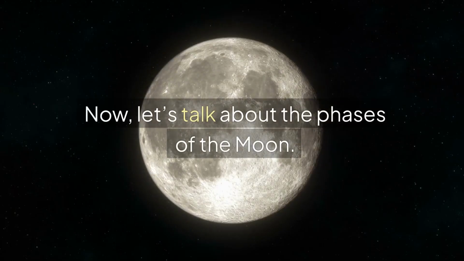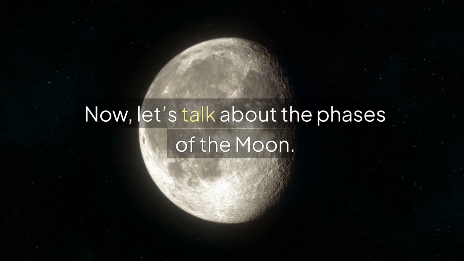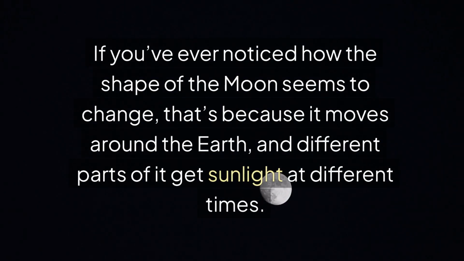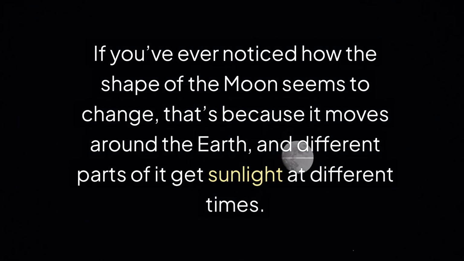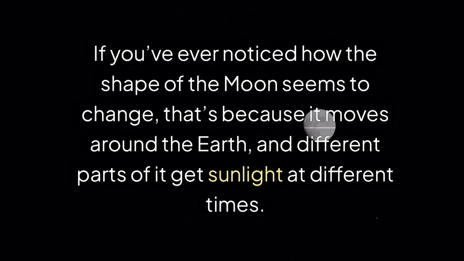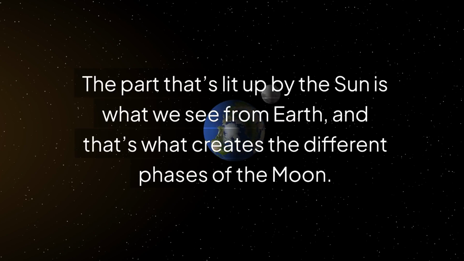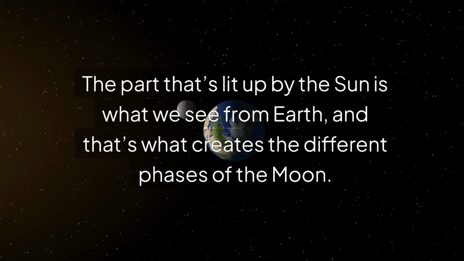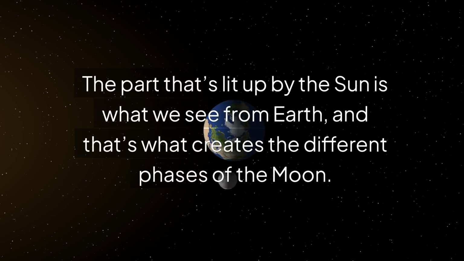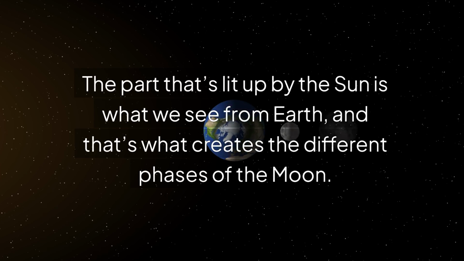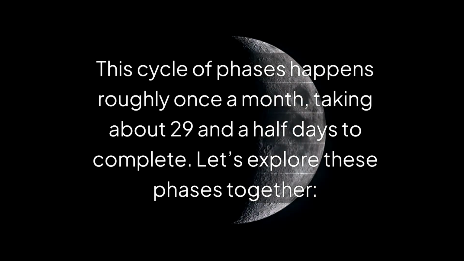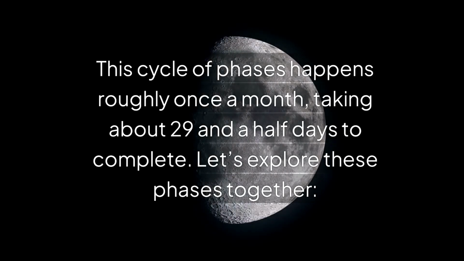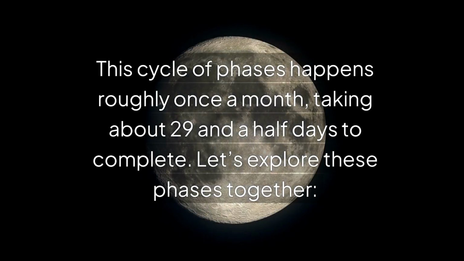Now, let's talk about the phases of the moon. If you've ever noticed how the shape of the moon seems to change, that's because it moves around the Earth, and different parts of it get sunlight at different times. The part that's lit up by the sun is what we see from Earth, and that's what creates the different phases of the moon. This cycle of phases happens roughly once a month, taking about 29.5 days to complete. Let's explore these phases together.